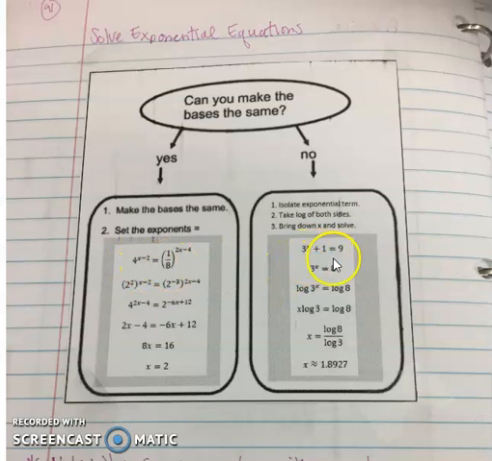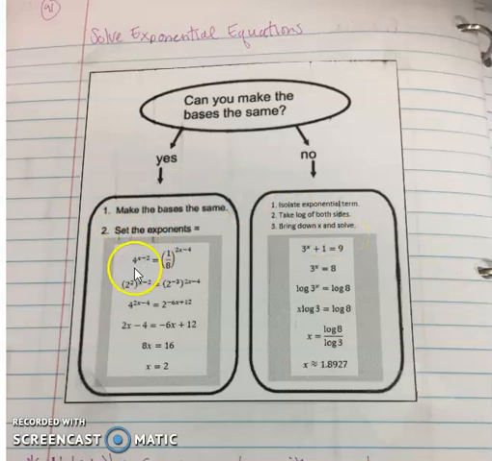And so we have a question that we ask ourselves first from the very beginning. And that question is, can you make the bases the same? In the case the answer is yes, you follow these first two steps, 1 and 2. In the case the answer is no, you'll follow these 3 steps here. So I have an example for both of them.